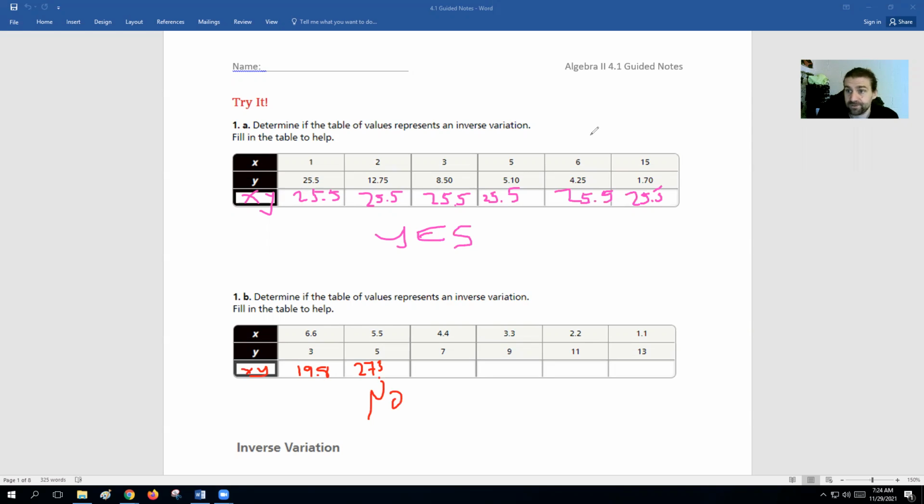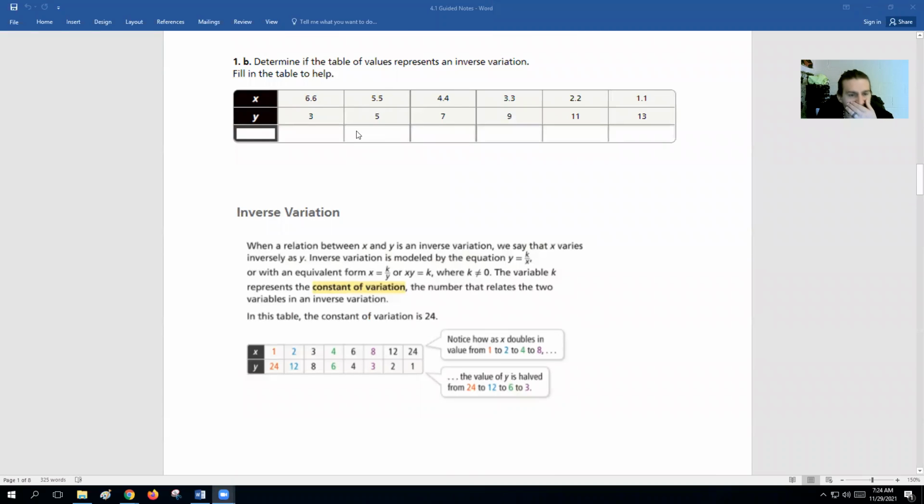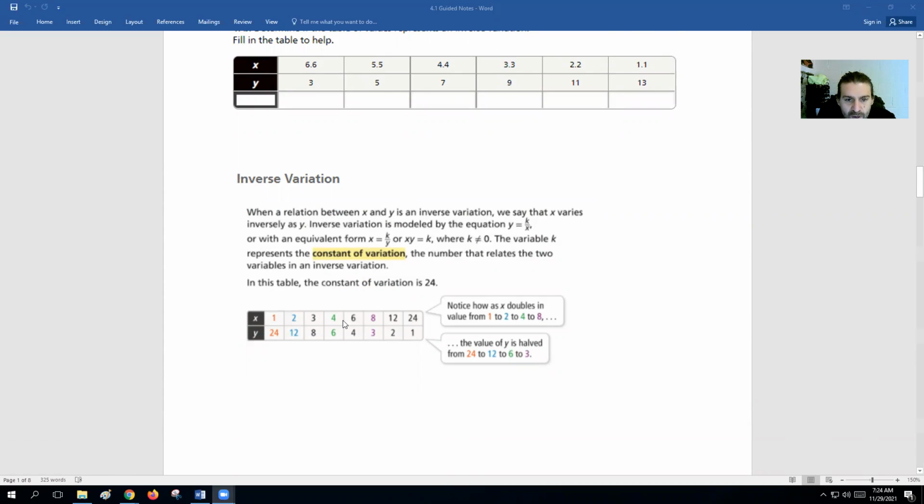All right, so first, can we represent inverse variation? I think we can. All right, let's move on here. So the inverse variation follows this formula, where x is always equivalent to k over y. The inverse variation is modeled by y equals k divided by x, where k is this constant number. The constant number just can't be 0, but it's going to be the product of x times y.